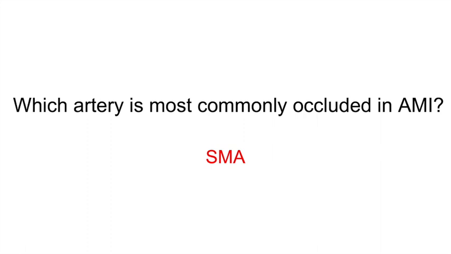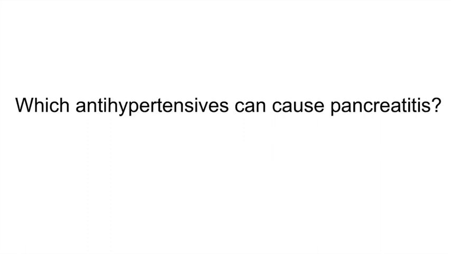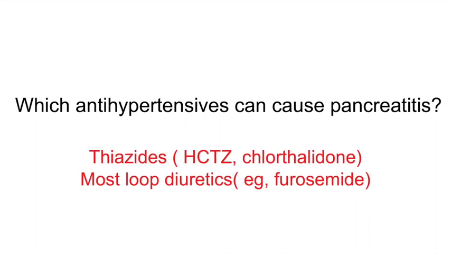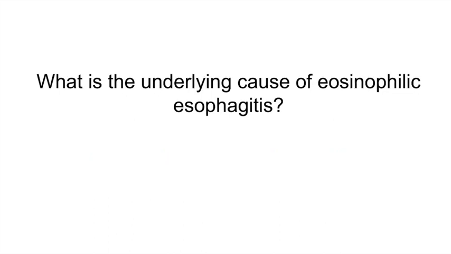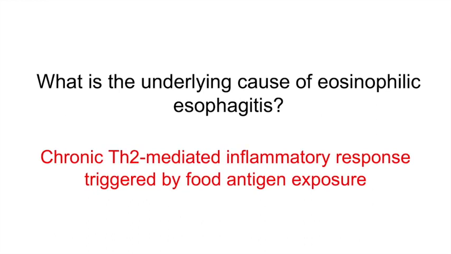Which antihypertensives can cause pancreatitis? Thiazides such as hydrochlorothiazide and most loop diuretics such as furosemide. What is the underlying cause of eosinophilic esophagitis? Chronic Th2 mediated inflammatory response triggered by food antigen exposure.